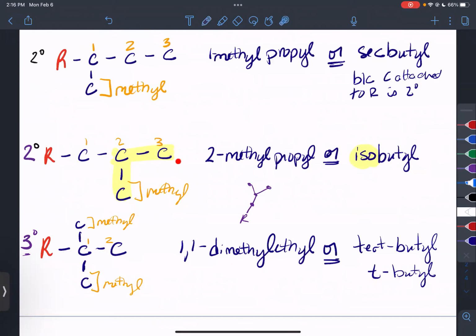But this third group, right? This third group moved on to carbon 1, which means that carbon 1 has 1, 2, 3 things attached to it, which makes it tertiary. So you could just call it tert-butyl, T-butyl, or you could say, here's my main chain. My main chain has 2 carbons in it, 1, 2, and then coming off of carbon 1, I have a methyl group, and coming off of carbon 1, I have a methyl group, so that's 1,1-dimethyl. Okay, hope that helps.